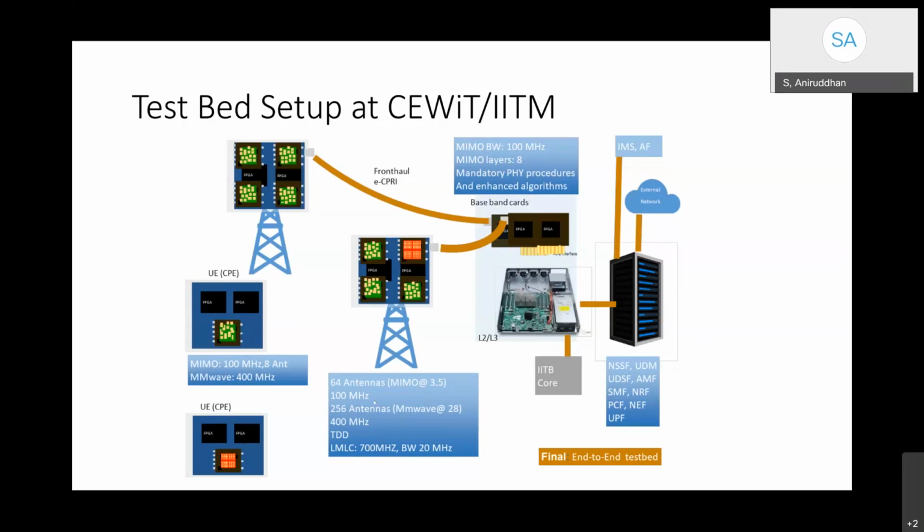We'll have the millimeter wave base station with 256 antennas operating at 28 gigahertz. Now that might change to 26 gigahertz. The RF bandwidth is 400 megahertz for the millimeter wave bands. This will also cover LMLC with a bandwidth of 20 megahertz. The backhaul, the L2 and L3 can interface with the IIT Bombay core, for example, and there are other aspects that I'm not covering here.